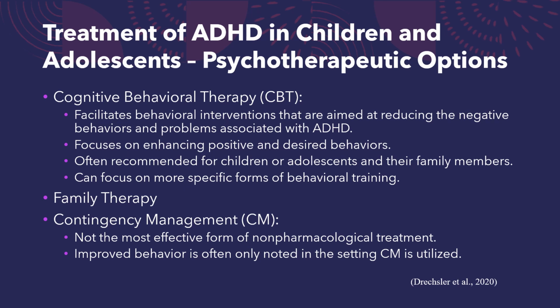Contingency management uses a punishment reward system, often in special settings like the classroom or home specifically. It is not the most effective because when the child is not in those settings, the negative behaviors commonly reappear when rewards are not available.